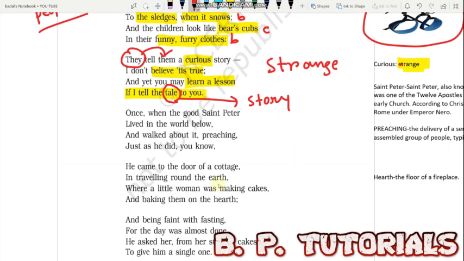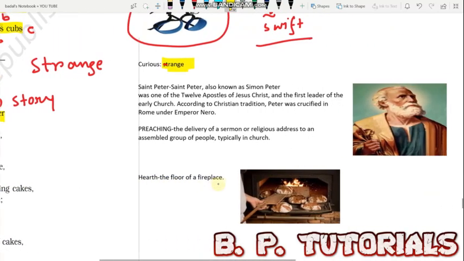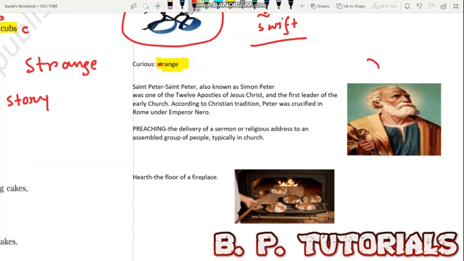Once when, now the story gets specific. Once when the good Saint Peter, who is Saint Peter actually? There is a reference you can see here. First of all, this is one of the pictures available of Saint Peter. It is not authenticated how he looks, but there is a painting over here. Saint Peter, also known as Simon Peter, was one of the 12 apostles of Jesus Christ and the first leader of the early church. According to Christian tradition, Peter was crucified in Rome under Emperor Nero. So he had a similar kind of death as Christ.